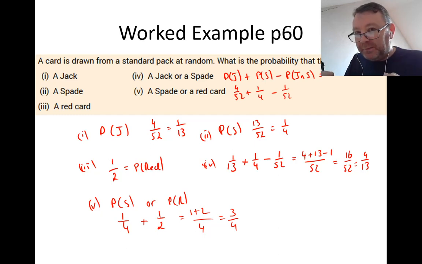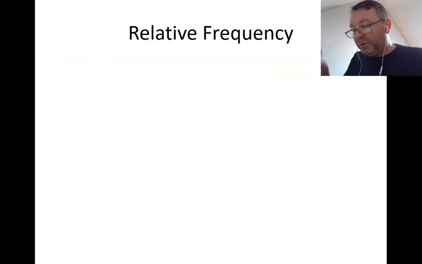But remember, does a king of hearts exist? Yes. So there would be overlap. It'd be counted twice, so you'd have to take away the 1 over 52, because there is 1 card in that pack that happens to be both. So you don't want to count it twice. Okay, more about that later.